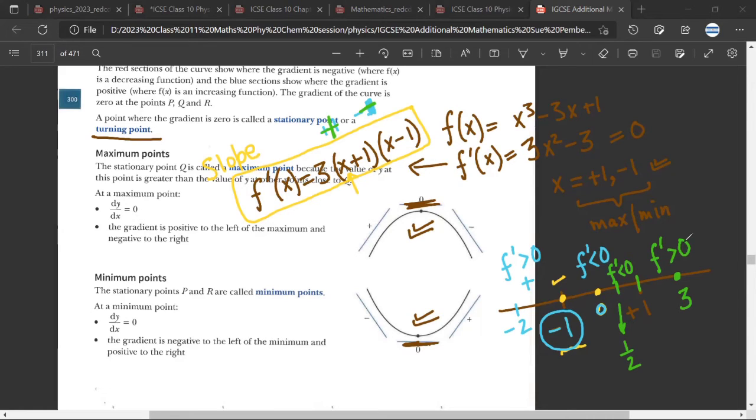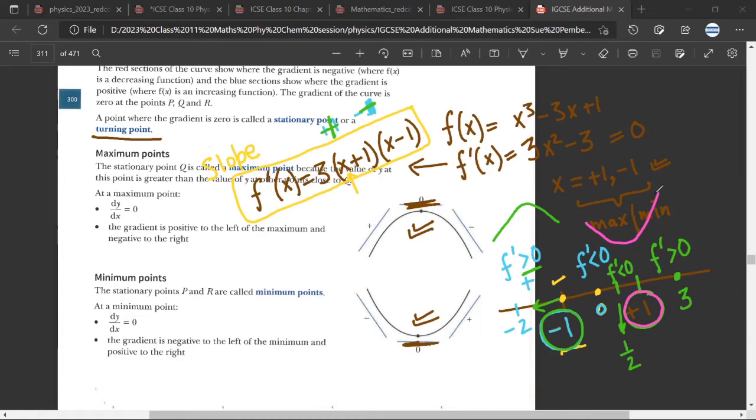Now let us try to interpret what is happening. At this point -1, my slope on the left is positive. The slope is positive. It reaches 0 and then it turns negative. Is it making sense? Avantika, is it making sense? Yeah. Again, if I look at +1, on the left of +1, the slope is negative, comes to 0, and then takes a positive turn. Is it making sense?